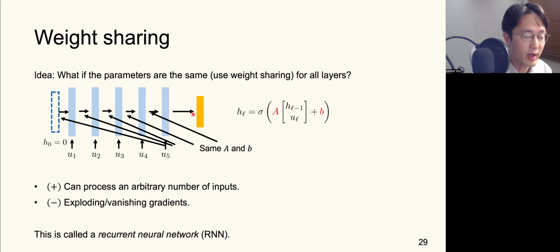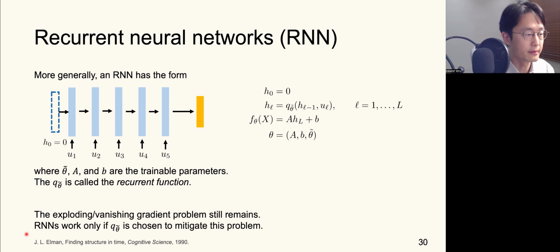And if you look at the diagram, the meaning of this is that at every step of processing, we use the same A matrix and B bias vector for all of the layers. So this is a nice idea. We've reduced the number of trainable parameters, and now we're also able to process an arbitrary number of inputs. No matter how long the input U sequence is, this equation is going to be well defined. We still have the problem of exploding and vanishing gradients, but I'll get to that soon. So this overall approach is referred to as a recurrent neural network, an RNN.